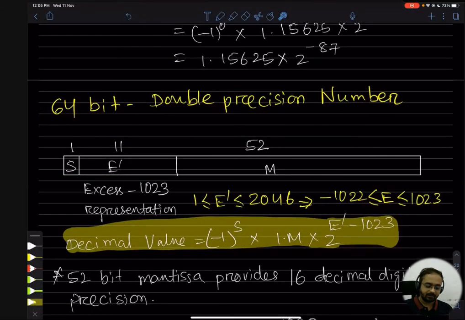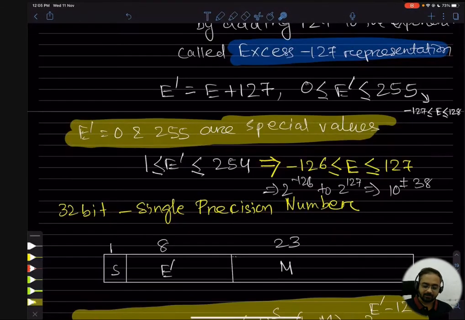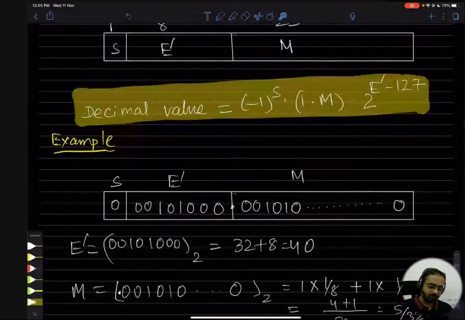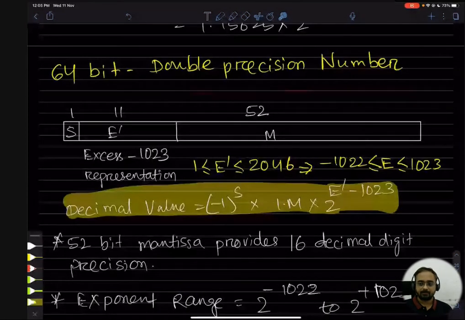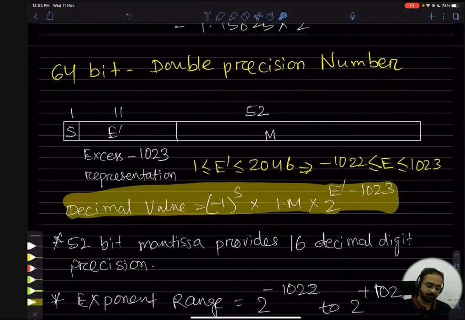representation? Because we have already seen that here we can represent a number that is 10 to the power plus minus 38. If you want to represent a bigger number than this, we have to go to double precision number representation. Okay, so we can represent a bigger number or a very small number using the double precision representation. So we have to go for 64-bit floating point representation.